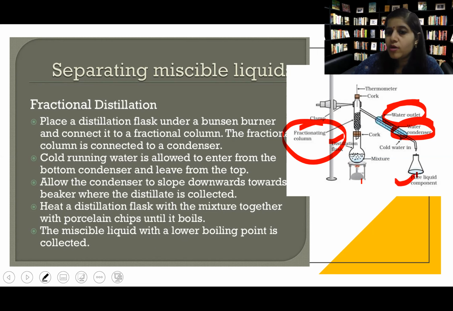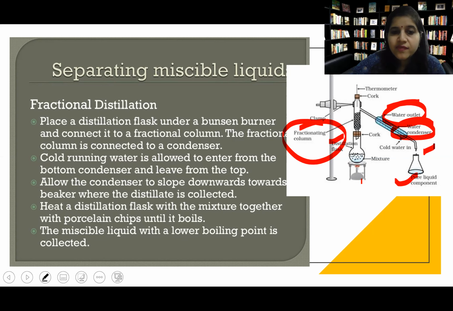a beaker. It is a pure liquid component that we are collecting by the help of the condenser, by the help of this outlet into the beaker. Or it is actually a conical flask, which you will use in the chemistry lab. It is a conical flask, and it is not a beaker. The round bottom one is the distillation flask. You can take a beaker as well in place of a conical flask.